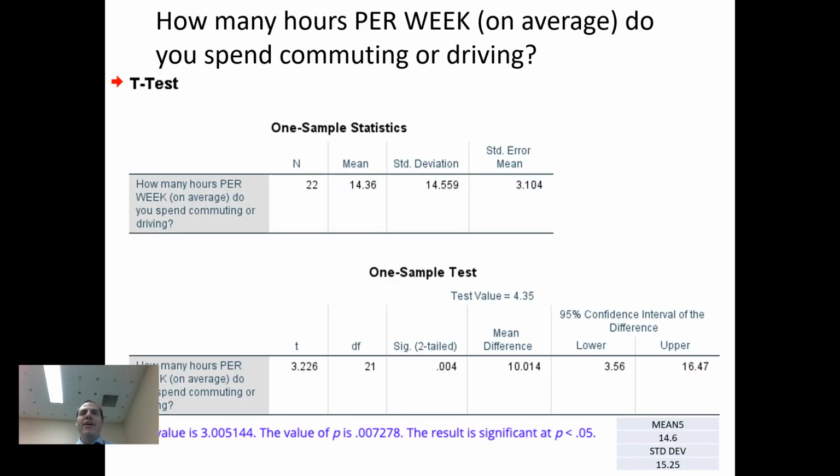How many hours per week on average do you spend on commuting? All right, so the national average. This is from students. It's 4.3 hours per week.